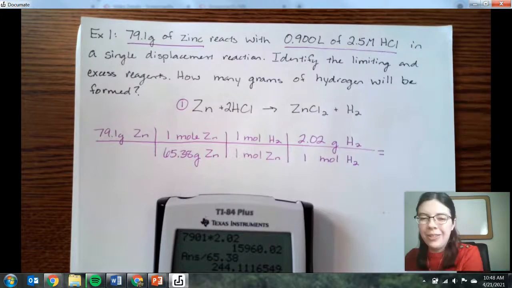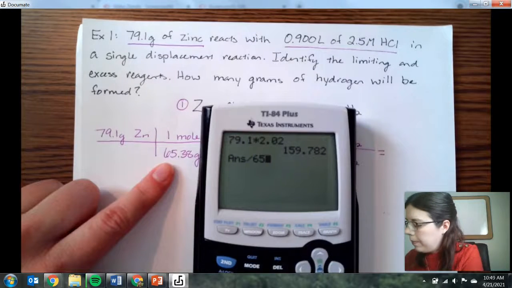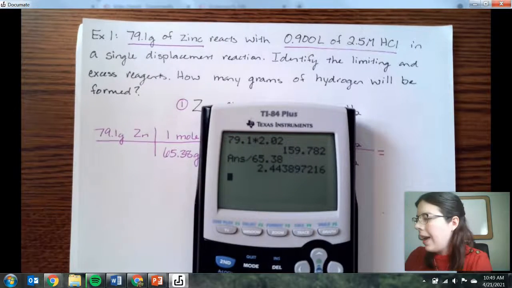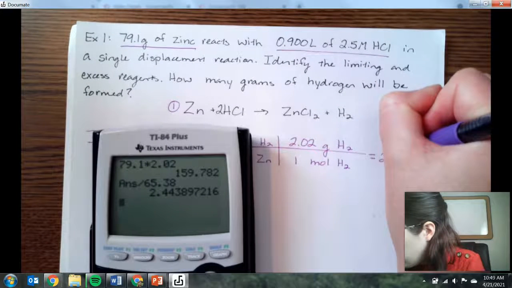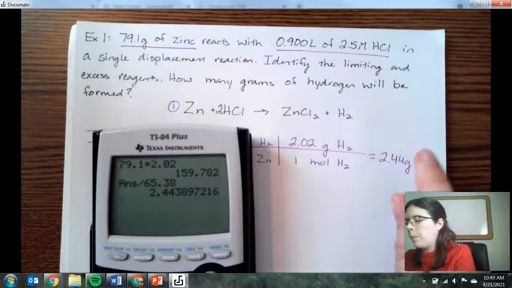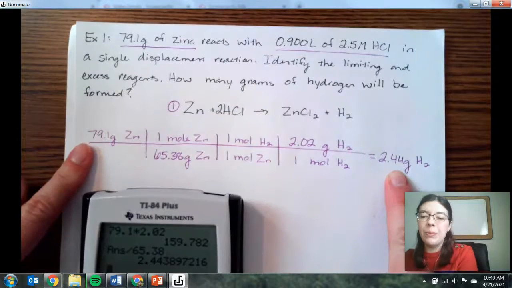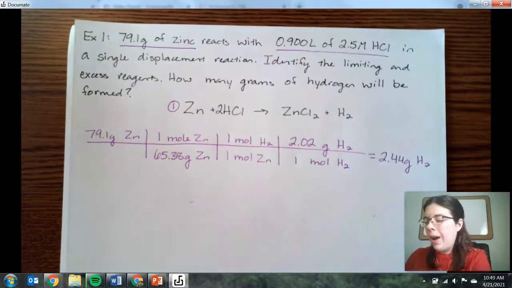Well, I did that a little wrong, so let's go ahead and try it again. 79.1 times 2.02 divided by 65.38. Okay, that looks a little better. So that gives me 2.44 grams of hydrogen. Again, I want to always match my number of sig figs to my given, which in this case is 3. So that's my first stoichiometry problem.